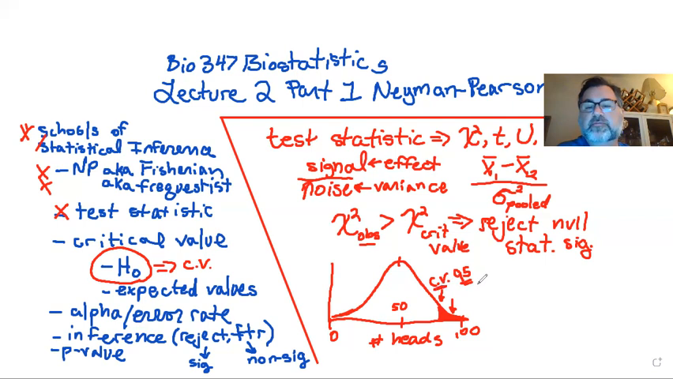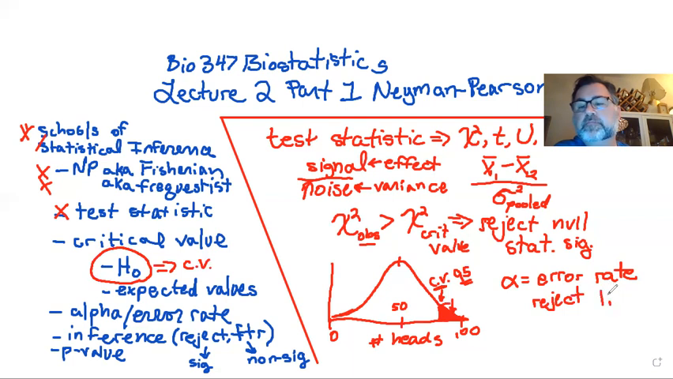This critical value is this area here. Now, mind you, this is from a fair penny, so you are making an error, right? And what that error is, we're going to call this area here alpha, which is the error rate. And that's the error of rejecting a true null. Okay?